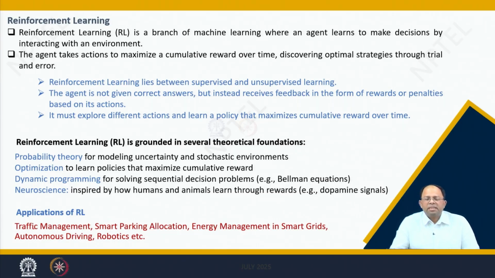So reinforcement learning is grounded in several theoretical foundations. You will see that probability theory becomes very important here for modeling uncertainty and the stochastic environment, because certain things in the environment are not deterministic, and when transition happens between two different states of the environment, stochasticity also comes in. Then optimization to learn policies that maximize cumulative reward, similar to other problems in machine learning that we have learned, where optimization was used to determine the gradient descent and other steps based on the value of the loss function.